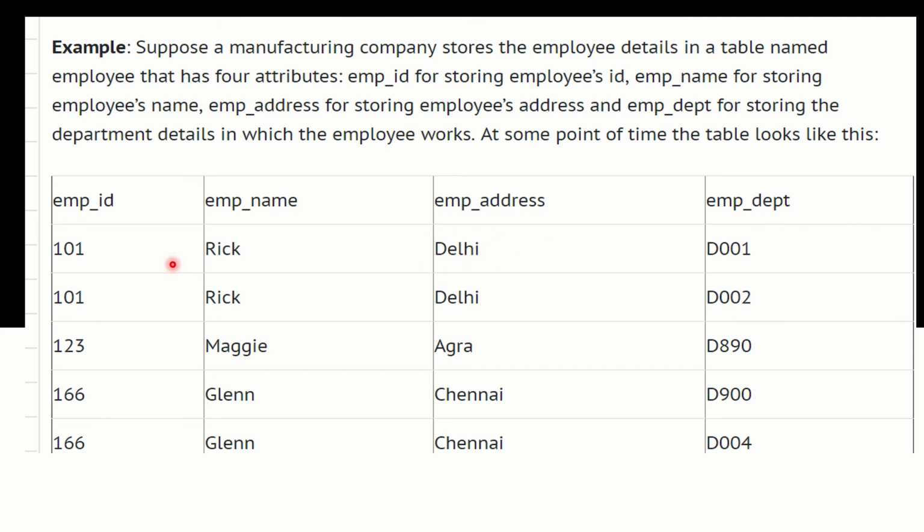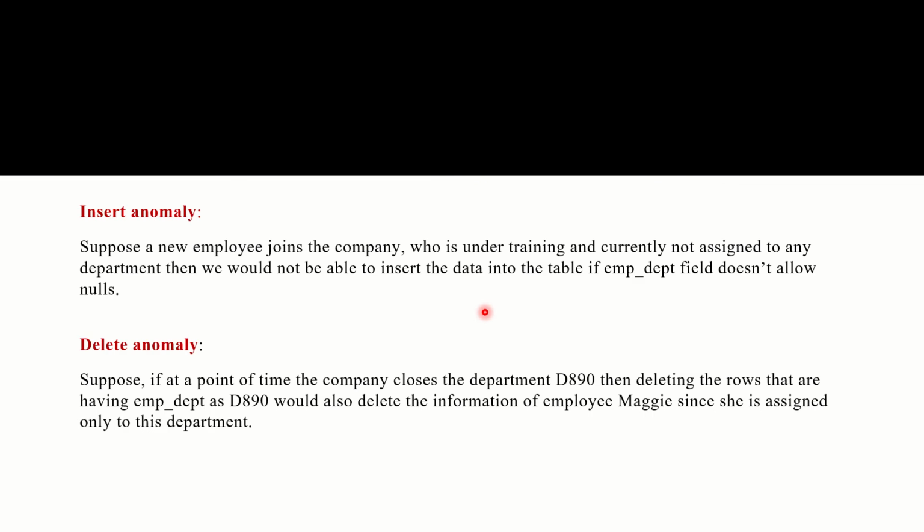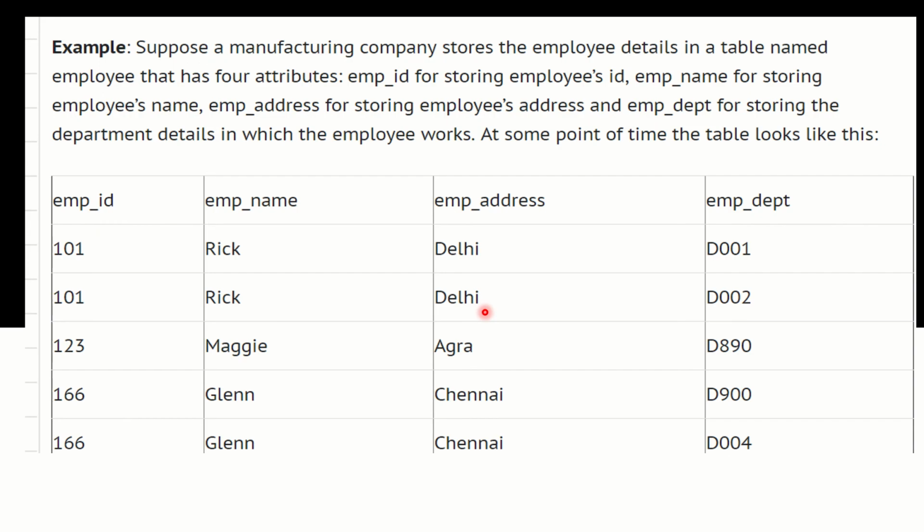In that case, if we are considering this example, we have to make the update to both the rows, because here we entered two different rows for Rick. If you only make the update to one of the rows, the entire data will be inconsistent. The second type of anomaly, as we said, is called the insert anomaly. While we are creating this table, we set the employee department as a not null value.